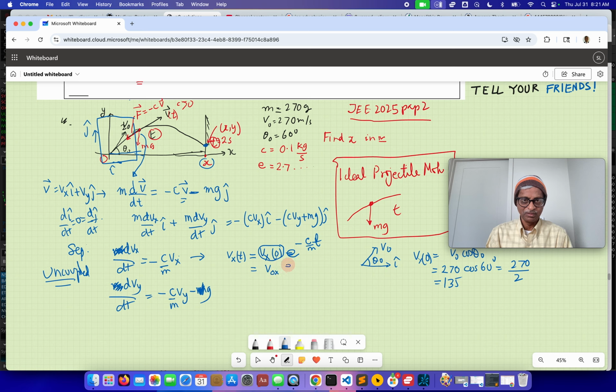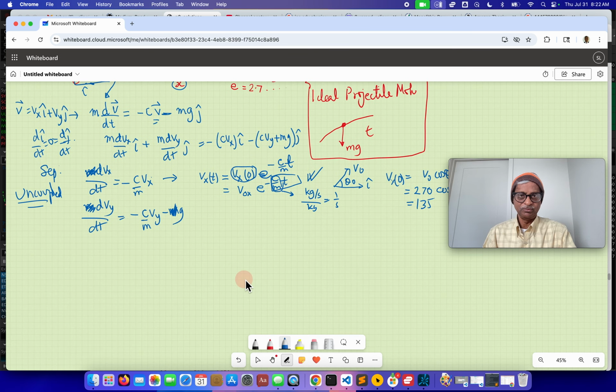v0x, and just leave this. I'll just make sure that this unit should be 1 over time. So we'll just look at the units. C is kilogram over second, and this is kilogram. So this is 1 over second, which will multiply by t, and this whole thing should be unitless. So far, that means I've done it correctly.